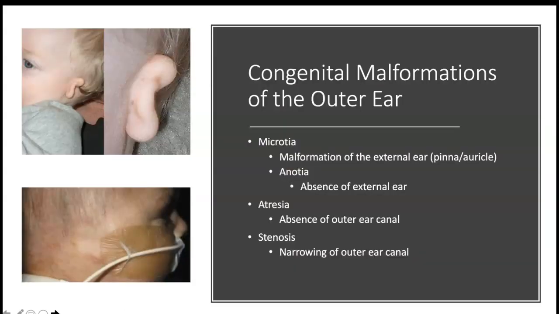Congenital malformations of the outer ear like microtia, atresia, stenosis. Microtia is just a malformation of the pinna. Atresia is the absence of an ear canal, so that picture on the bottom. And then stenosis is a narrowing of the outer ear canal.